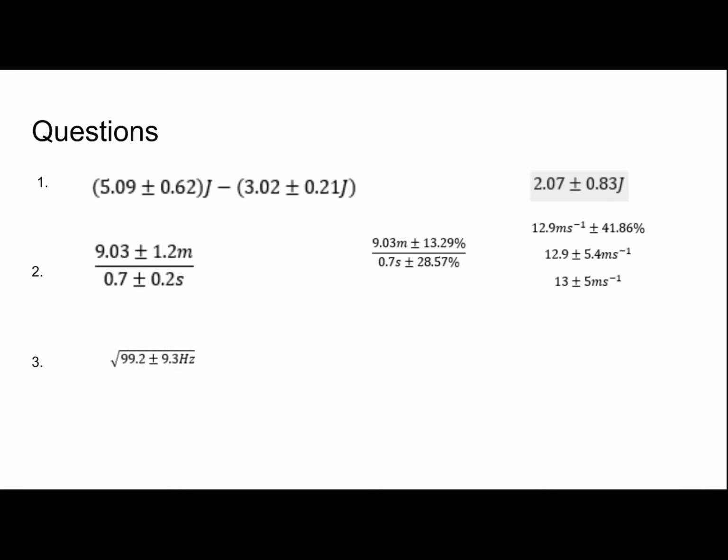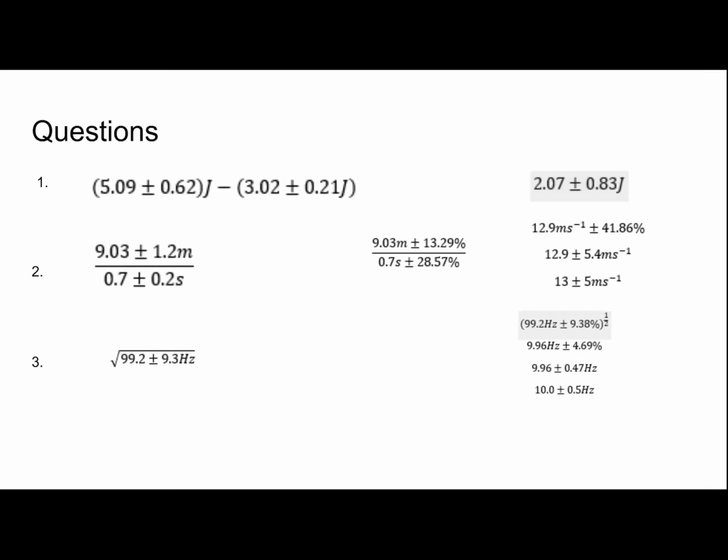Number 3, we have the square root of 99.2 plus or minus 9.3 hertz. Square root is the same as saying to the power of 1/2. So once we have a power of 1/2, we square root 99.2, and we need to halve the percentage uncertainty. We have an absolute uncertainty, so we need to convert it to a percentage uncertainty first.